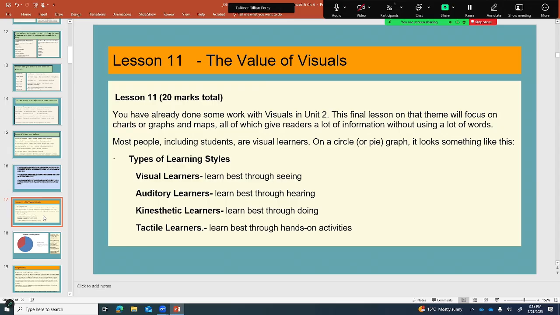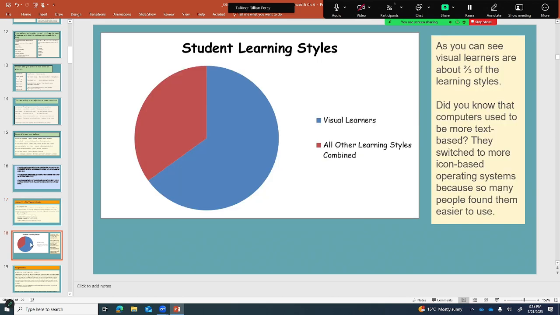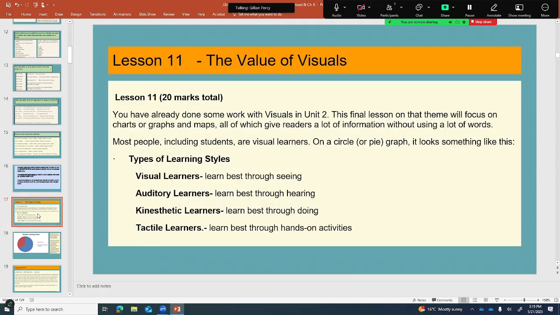So most people, including students, are visual learners. On a circle or a pie graph, it would look, and sorry, put it down over here, like this. Visual learners are the blue. All the other learning styles combined are the red, right? Most people learn best visually.